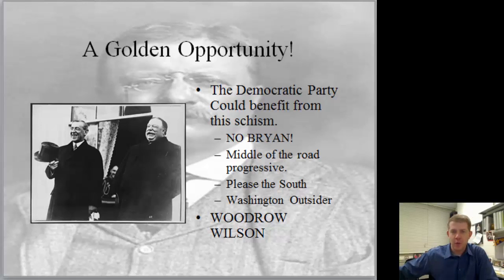First of all, they don't run William Jennings Bryan again. They choose kind of a middle-of-the-road progressive. He's a Southerner, so it plays to their solid base in the South. And he's not somebody who's connected to the Washington bureaucracy, so he's not viewed as old guard, machine politics. And his name is Woodrow Wilson.